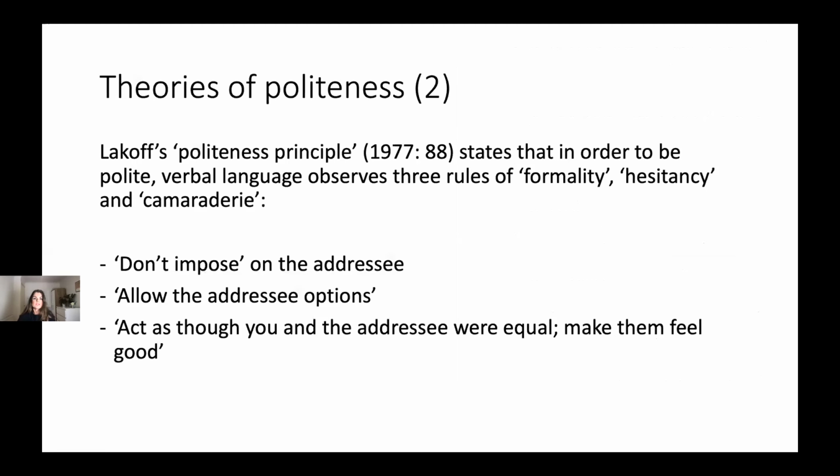Finally then, similarly, Lakoff's politeness principle states that in order to be polite, verbal language observes 3 rules of formality, hesitancy, and camaraderie. So these are: don't impose on the addressee, allow the addressee options, and act as though you and the addressee were equal, make them feel good. Now, again, as with all these theories, this is one theory in principle, and there are other politeness theories that suggest that this might need further development. So this is again to be taken as an exemplification of how we can use politeness theories. You could use other politeness theories as well.